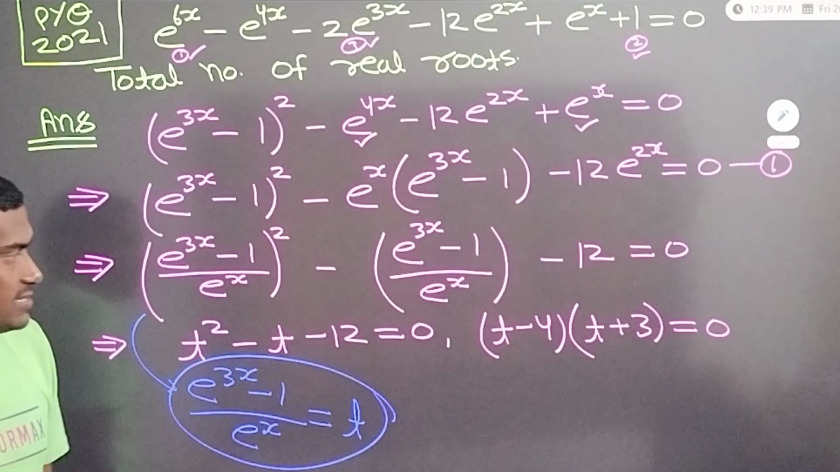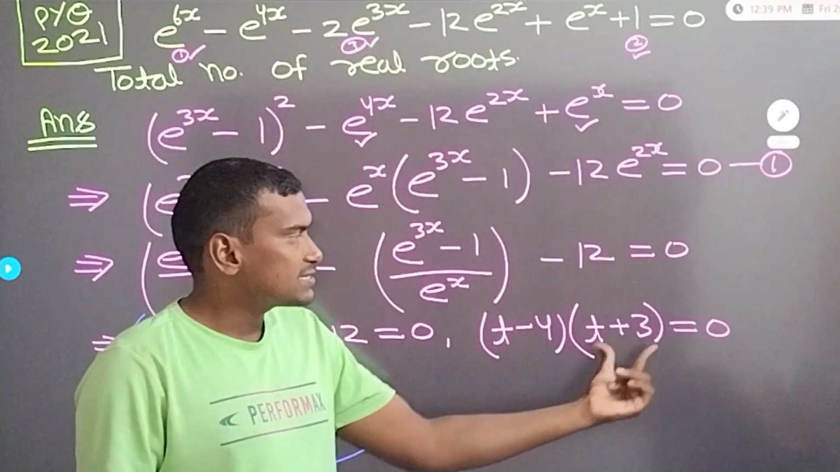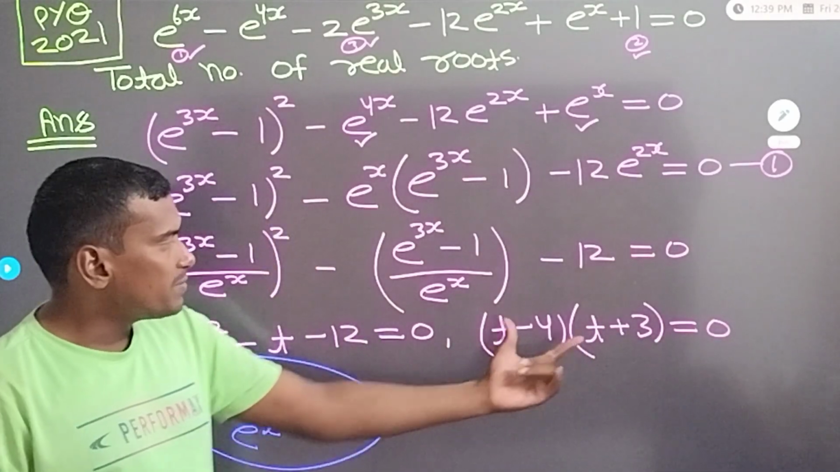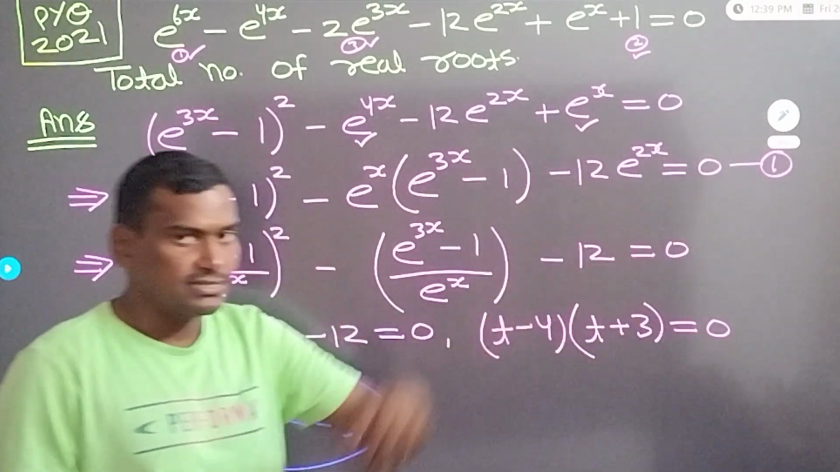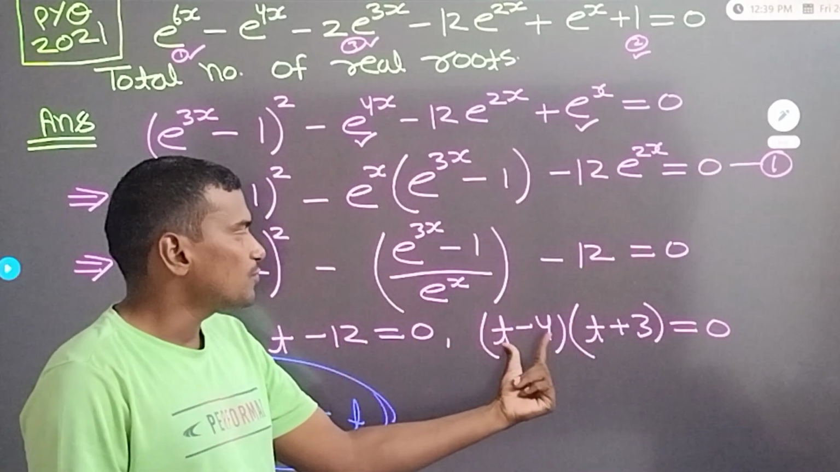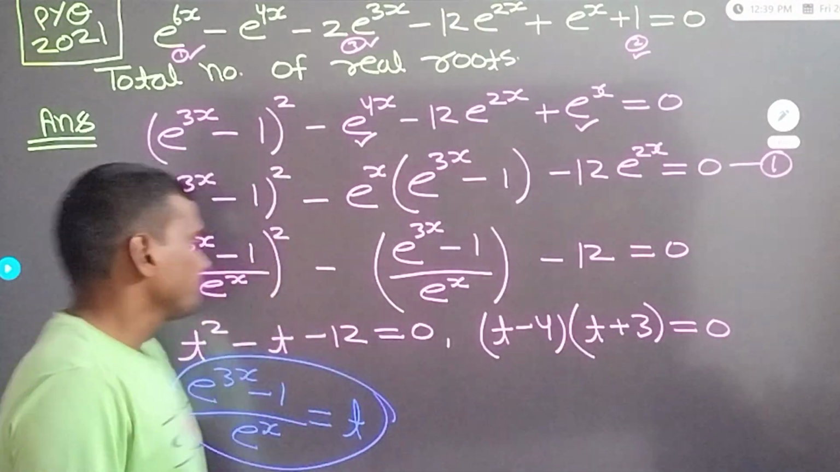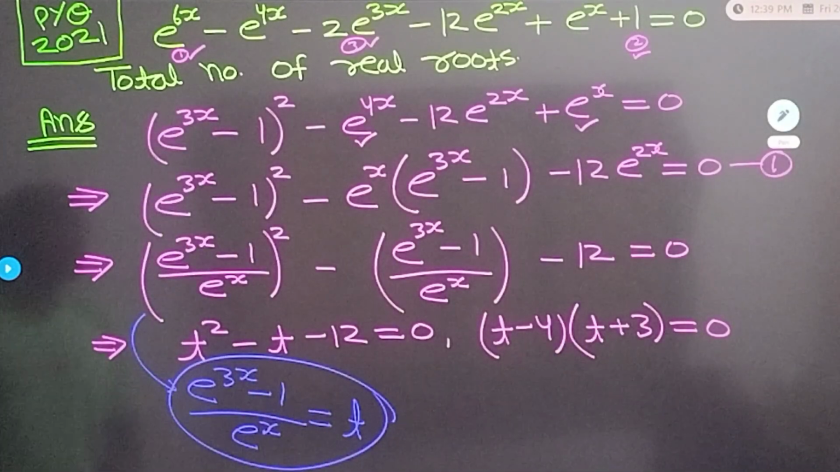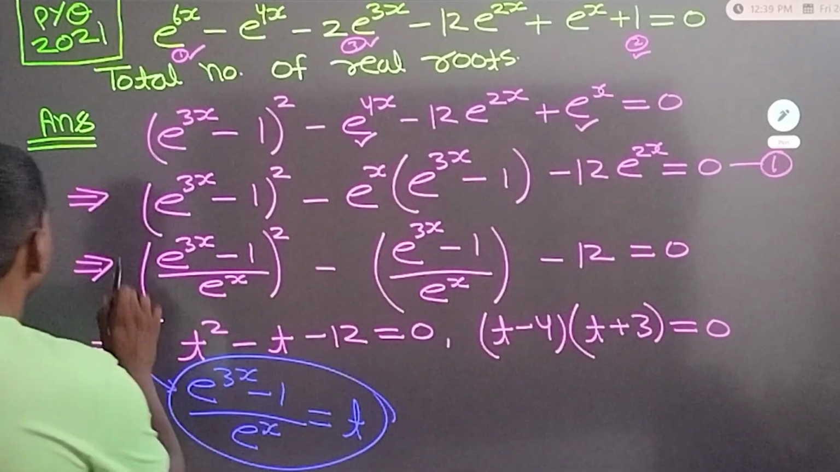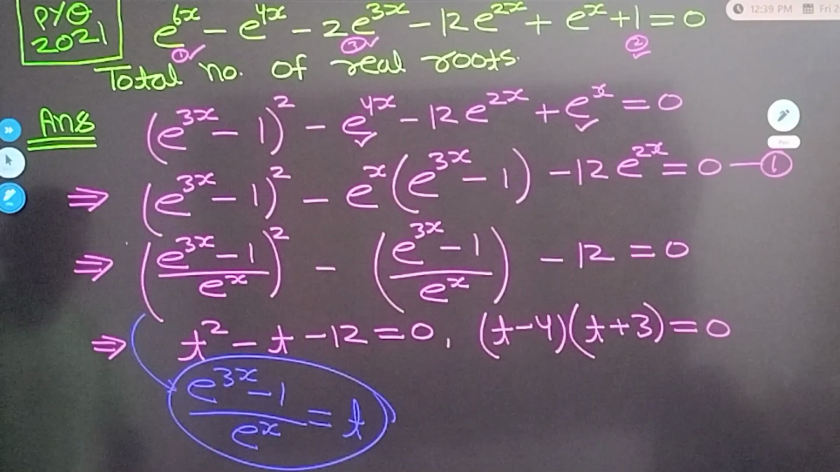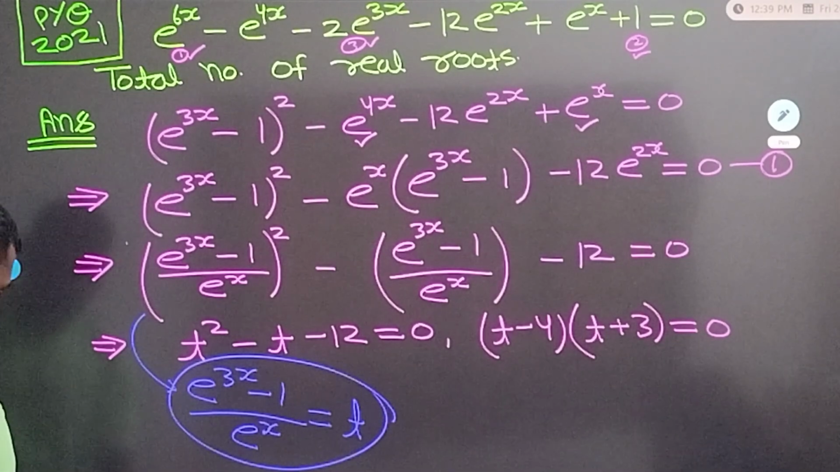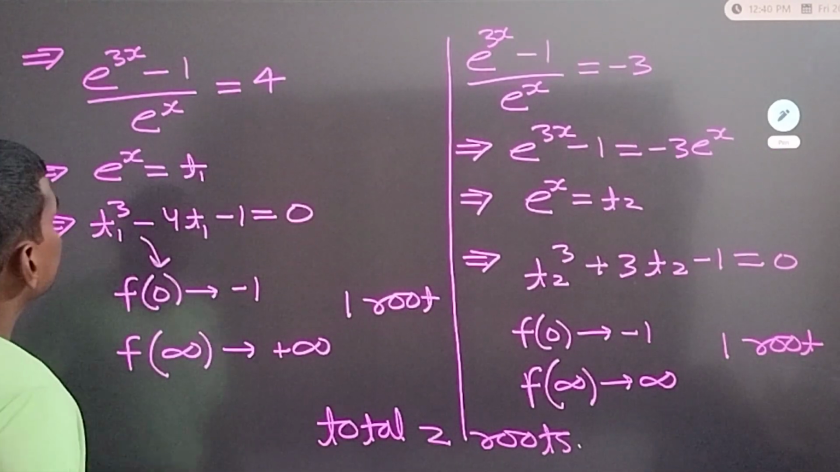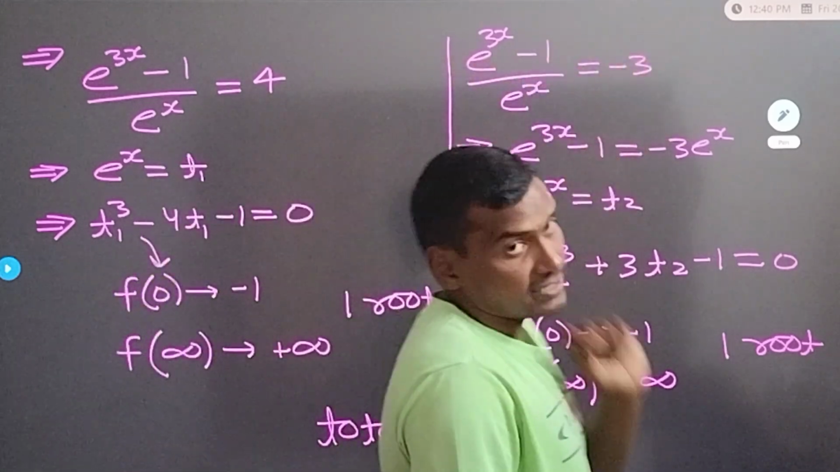Then factorize. t minus 4, t plus 3 equal to 0. So from here we are getting two values, t equal to 4 and t equal to minus 3. So I will say t1 is 4, t2 is minus 3. So let us go to the next page. Yes, so t is 4 and t is minus 3.